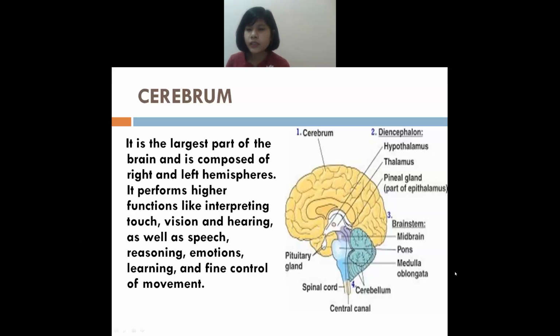Next is fine control of movement. Fine control of movement means what? Like you are able to control your movement. Understand? Like your daily physical activities which you are doing. So all these things come under the cerebrum.